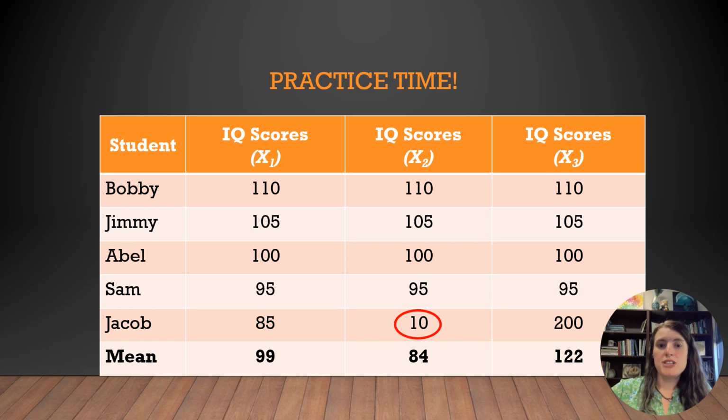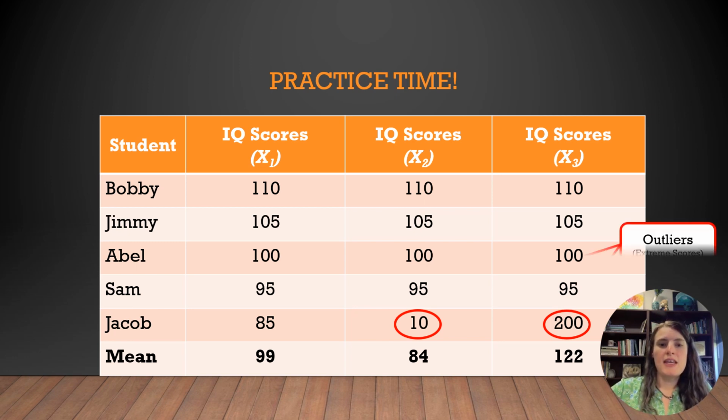In column 2, Jacob's score is lowered to 10. This lowers the average from 99 to 84. Remember that the average is supposed to be in the middle, but 84 is lower than all of the scores except for Jacob's. In column 3, Jacob's score is now increased up to 200. Again, this time his score pulls up the average to 122, which is higher than all the scores except for Jacob's.